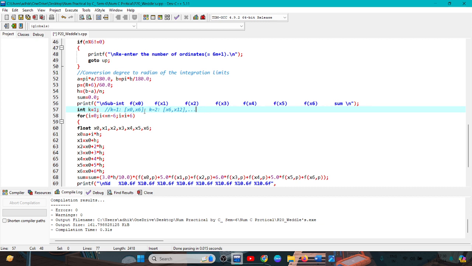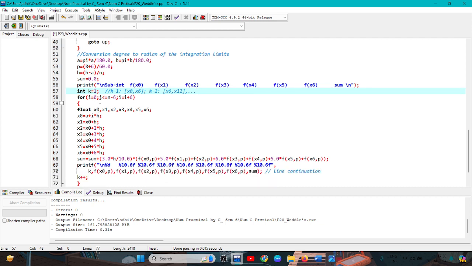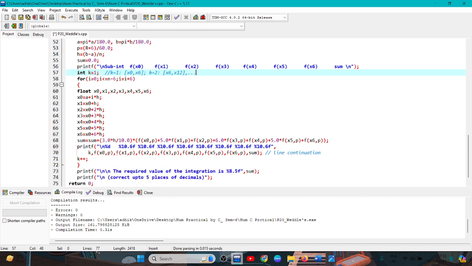Next k equal to 1, and i equal to 0, i equal to n minus 6, i equal to i plus 6, this increment is plus 6. So first x0 equal to a plus ih, so when i equal to 0, x0 equal to a, the lower limit of integration. x1 equal to x0 plus h, x2 equal to x0 plus 2h, x3 equal to x0 plus 3h, and so on, x6 equal to x0 plus 6h. And the new sum equal to the previous sum, which is 0 initially, plus 3h by 10 times fx0 plus 5 fx1 plus fx2 plus 6 fx3 plus fx4 plus 5 fx5 plus fx6.